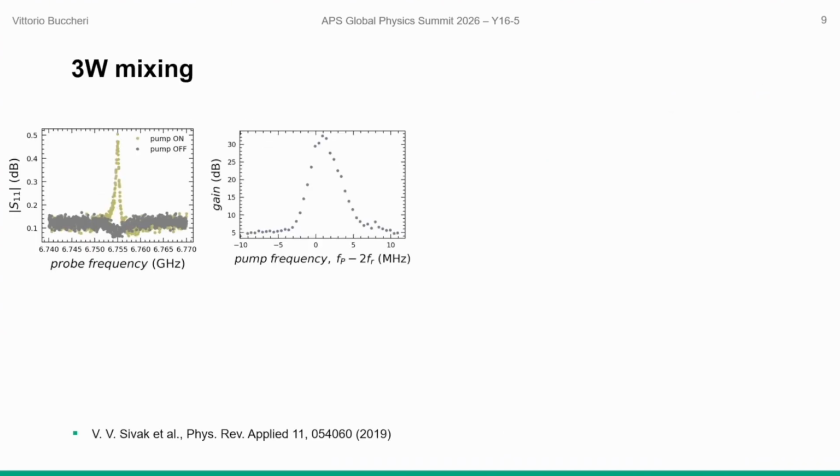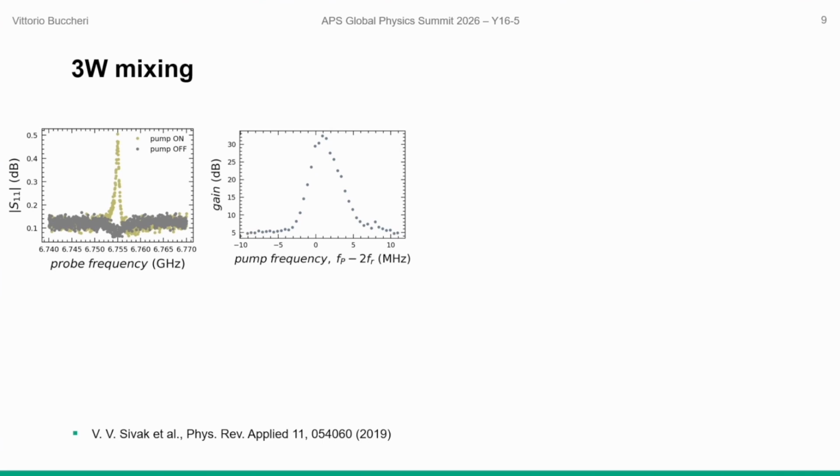The other nonlinearity I want to discuss is the three-way mixing. On the left plot, you can see a comparison between pump on and pump off measurements. In gray, you see the pump off at low probe frequency, where we can see just the trace of the resonator. When we turn on the pump, we have an amplification process that increases our signal.